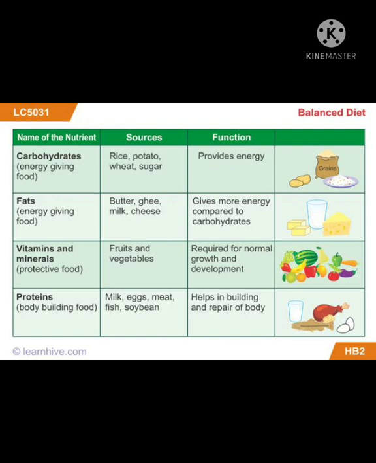And proteins, the nutrient proteins. The function of proteins is that they help in building and repair of our body. Sources of proteins: milk, eggs, meat, fish, soya bean, etc.